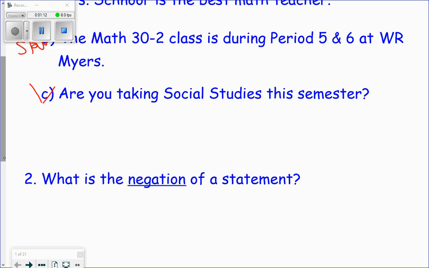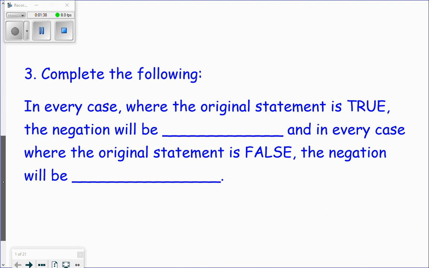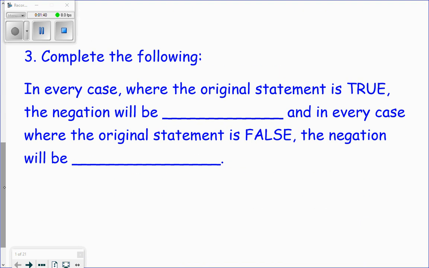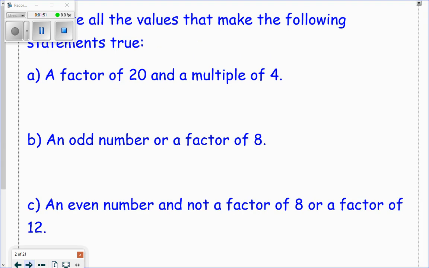So when we talk about the negation of a statement, all that means is that it has the opposite truth value. So you don't actually have to insert the word not. You just have to say, okay, my original statement was true, so whatever my next sentence is, it has to be false. Or if my original statement is false, then my negation has to be true, regardless of how you word it. So in every case where the original statement is true, the negation must be false. In every case where the original statement is false, the negation must be true.